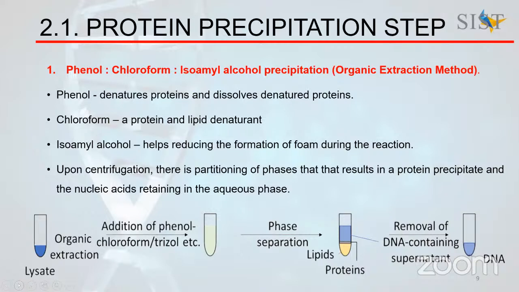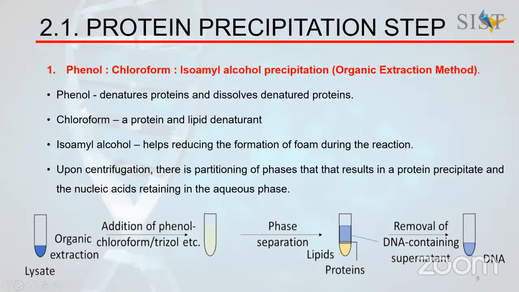So the first one in this precipitation step is going to be protein precipitation. In order to do the protein precipitation, we add phenol, chloroform, and isoamyl alcohol in a ratio of 25:24:1, so that the mixture of these reagents can precipitate the protein and other biomolecules present in the cell lysate.